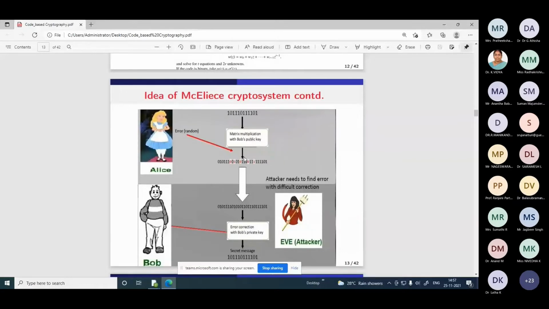And an error vector is added. It is sent through the channel. And Bob knows the decoding algorithm of the generator matrix. So he decodes and gets back the original message.